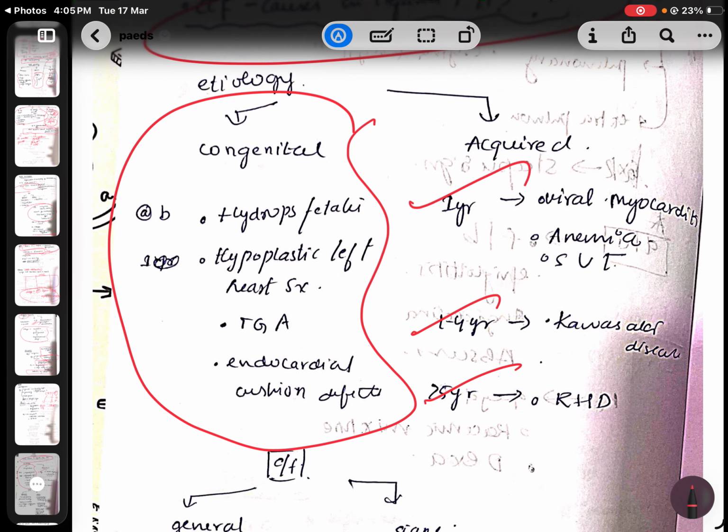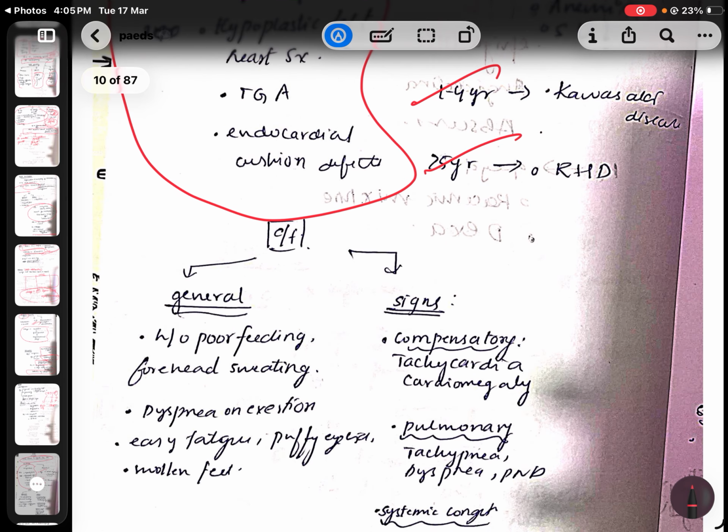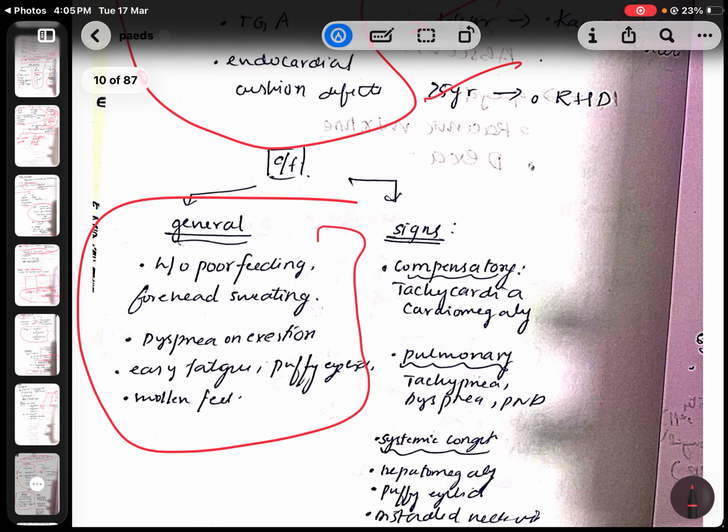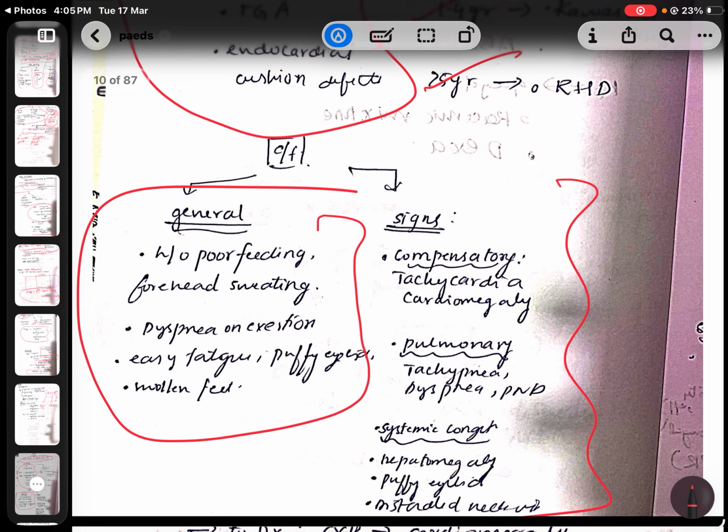Divide it and then present it. Okay. And again, clinical features, as I told, this is the main thing which they see. Even if you have not written the system-specific signs, they are very keen to know about general signs, so that you know how you check for that. And again, these are the signs which you need to mention.